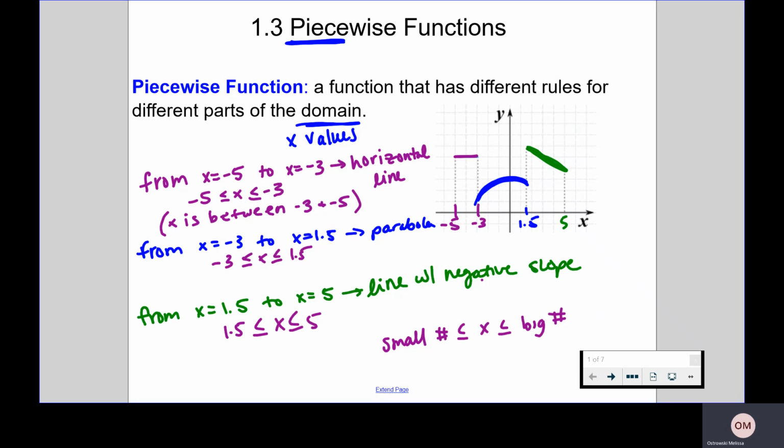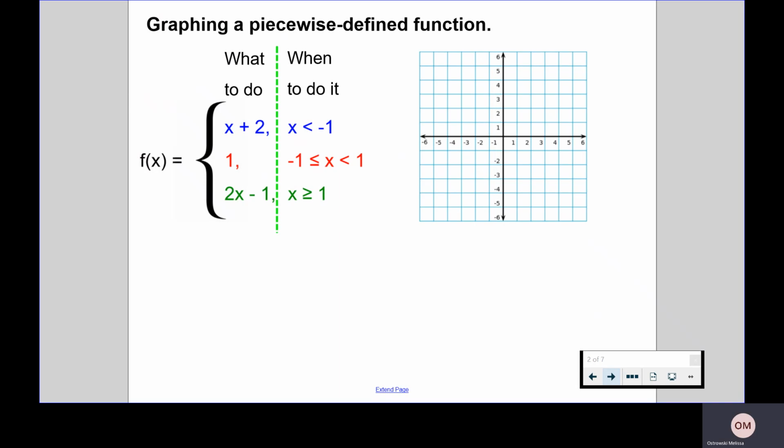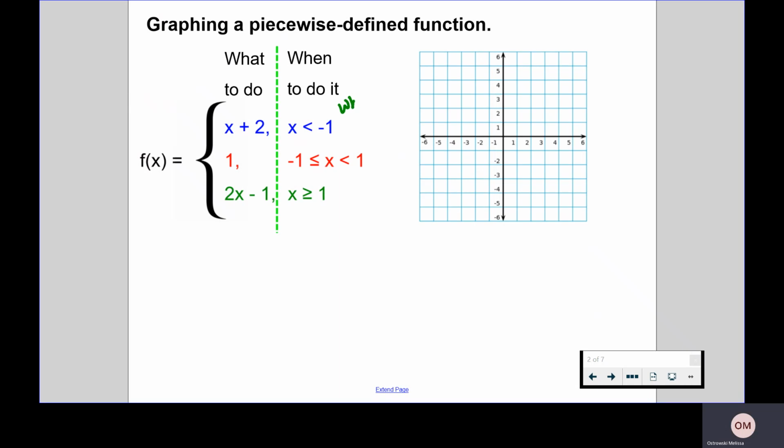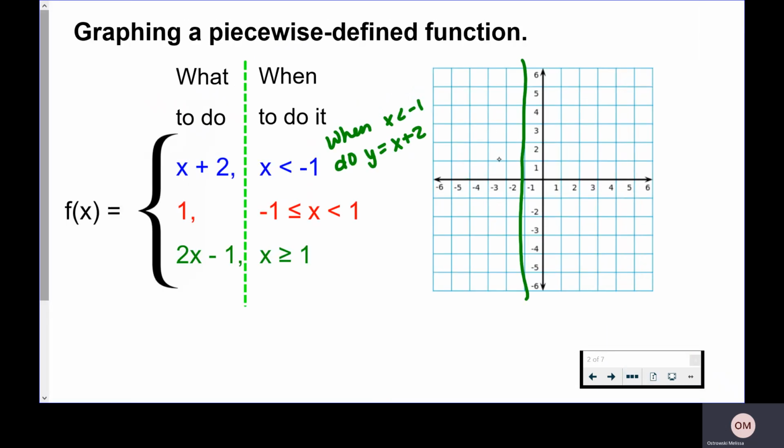Okay. We're going to do some practice with it. We're going to graph and we're going to just evaluate. So here's how it will look. This tells you what to do on the left. This tells you when to do it. So what that means is when x is less than -1, do y equals x plus 2. So you know your x's, anything smaller than -1. When you are on that part of that line, so anything to the left of here, less than -1, will follow this function. X plus 2.